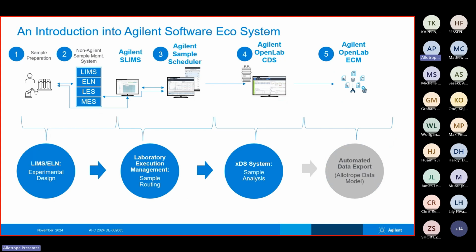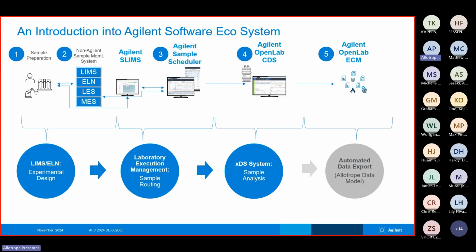So, I need to give you an intro about our Agilent software ecosystem before I go about speaking with how we will be leveraging Allotrope instruments. So for sample prep, this can be a human action, or it can be a robotic action, which is tightly connected to a sample management system. It can be LIMS, ELN, LES, MES, pick your choice. But Agilent does have its own version of its LIMS/LES system called SLIMS.